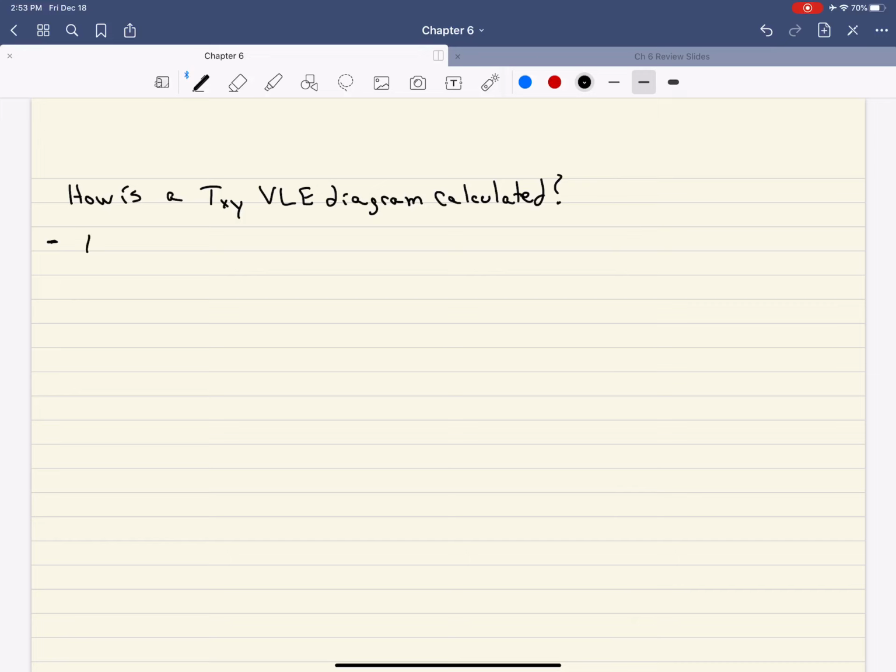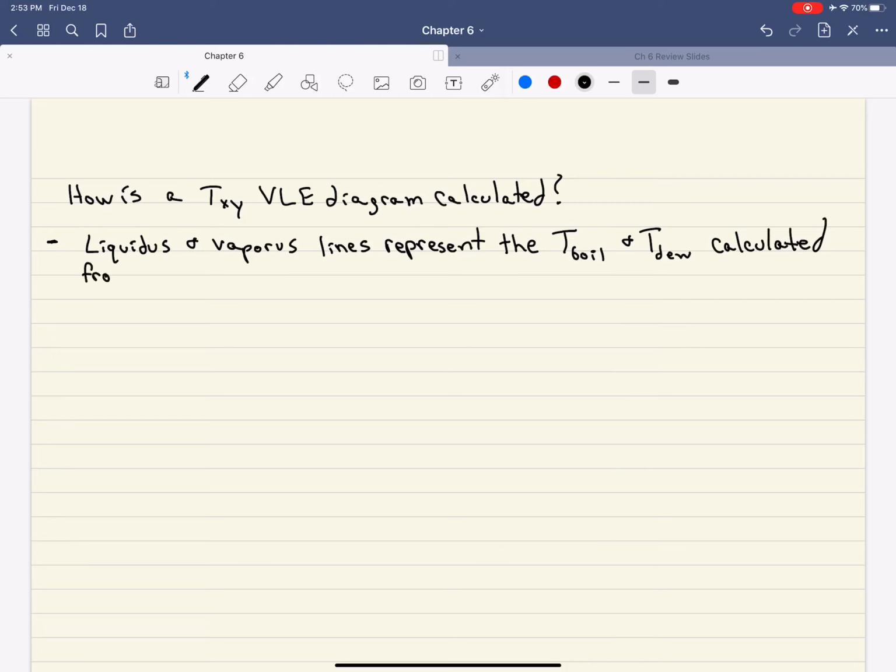All right? So liquidus and vaporous lines represent, respectively, the T-boil and T-dew calculated from two different equations, okay? And I'm going to go through what those two equations are.